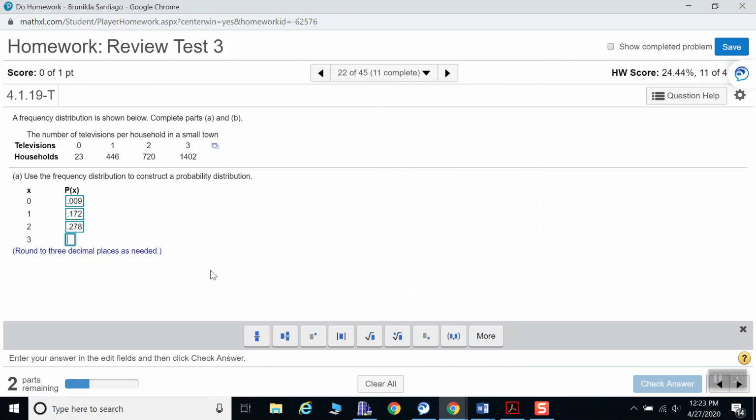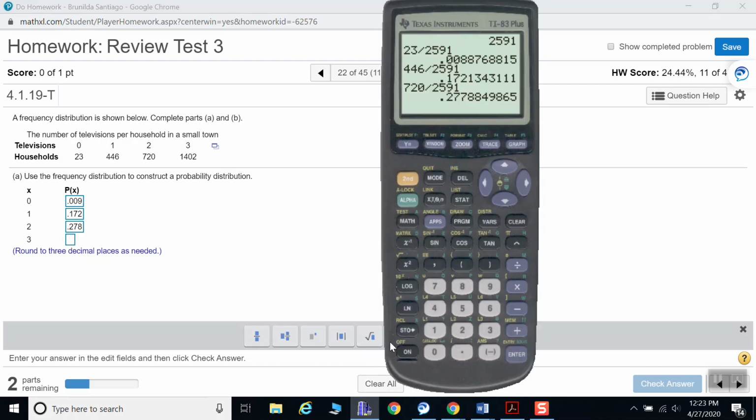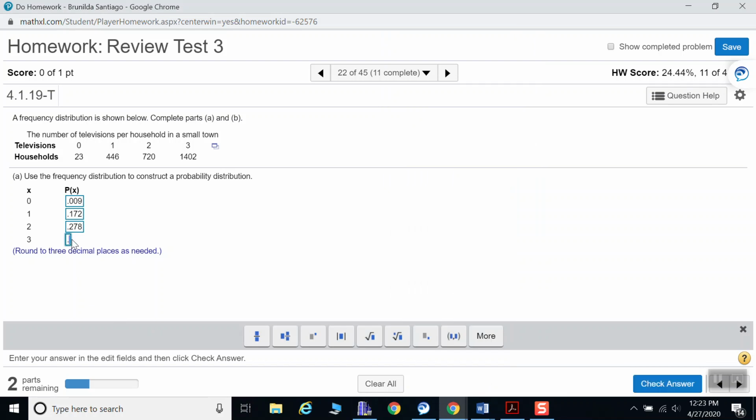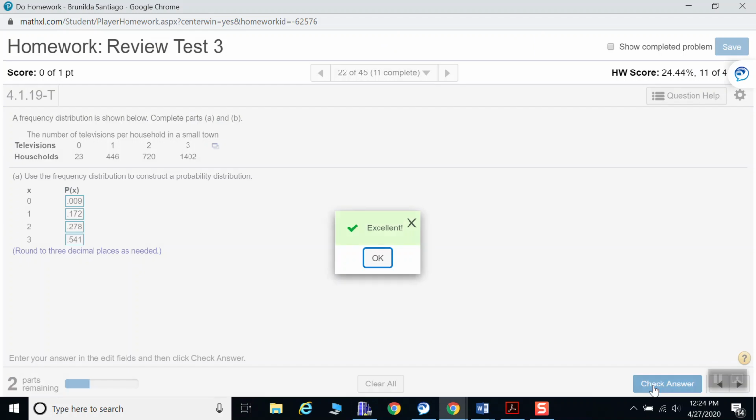And the third one, 1,402 divided by 2591. That's my total. And that is 0.541. So 0.541. And we check.